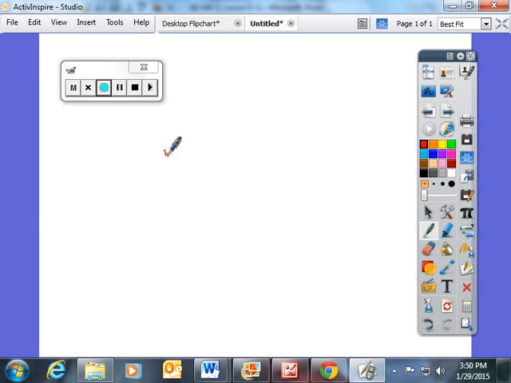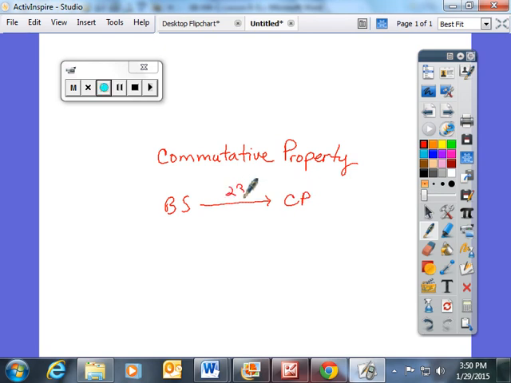And that property, let me write the word for you, makes me think about my commute to work. I live in Ballston Spa. I drive to Clifton Park. It's approximately 23 miles. And I talked to the students and asked them how many miles it would be on the way back, and it's still 23. Changing the order of my commute did not change its distance, so that may help them remember the commutative property.